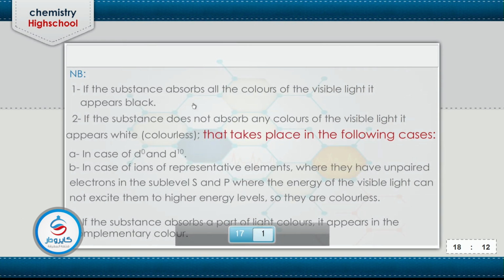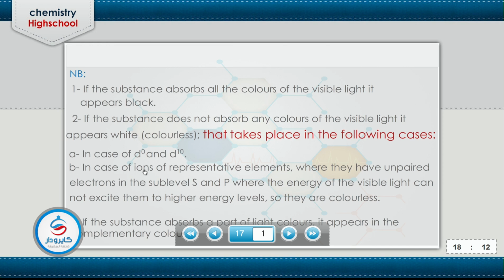So if the substance absorbs all colors of the visible light, it appears black. But if the substance doesn't absorb any colors of the visible light, it appears white or colorless. That takes place in the following cases. Case A: in case of d has 0 electrons, or d sublevel has 10 electrons. In this case, we will see the substance is colorless or white.